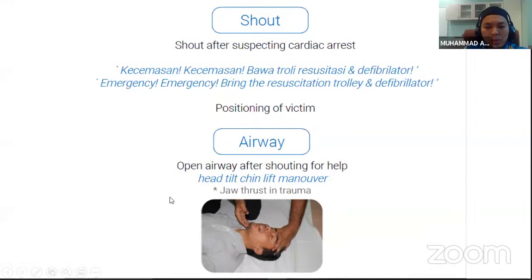All right, and then position the victim lying flat. For a pregnant lady, I'm going to discuss later how to position the victim. And then open the airway. We use the head tilt, chin lift. And then look for any airway obstruction. Open the mouth, look for any airway obstruction. If you see anything obvious, you can take it out.